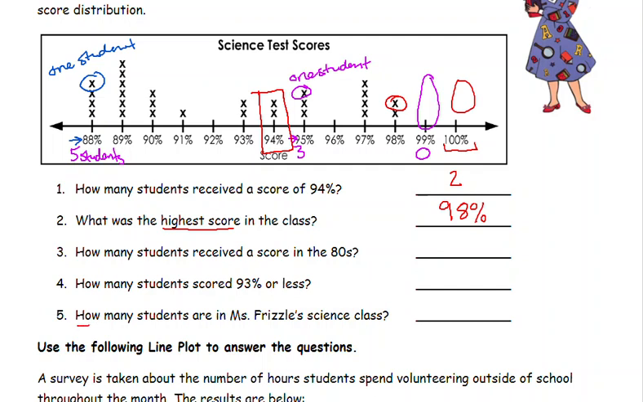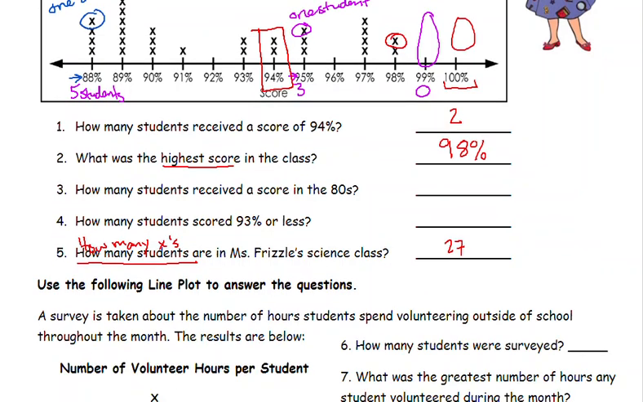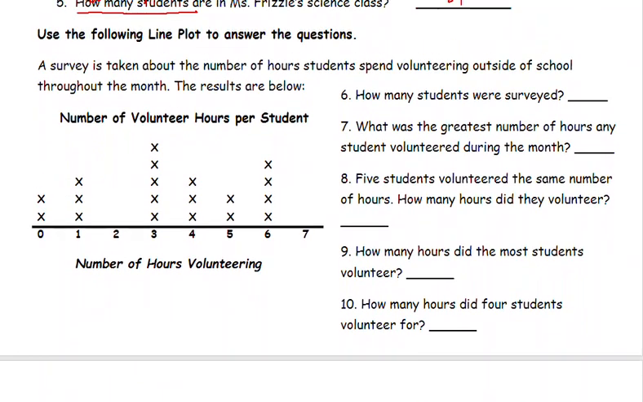If we wanted to know how many students were in Miss Frizzle's class, that would be how many X's, because remember, each X represents a student. So we have 1, 2, 3, 4, 5, 6, 7, 8, 9, 10, 11, 12, 13, 14, 15, 16, 17, 18, 19, 20, 21, 22, 23, 24, 25, 26, 27. So altogether we have 27 students in the science class. And now you have enough information that you should be able to answer those other 2 questions, as well as the questions down here on this line plot.